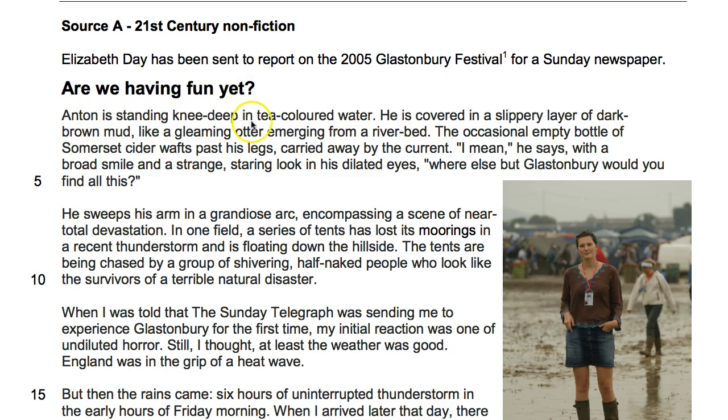Anton is standing knee-deep in tea-coloured water. He is covered in a slippery layer of dark brown mud, like a gleaming otter emerging from a riverbed. The occasional empty bottle of Somerset cider wafts past his legs, carried away by the current. "I mean," he says, with a broad smile and a strange staring look in his dilated eyes, "where else but Glastonbury would you find all this?"